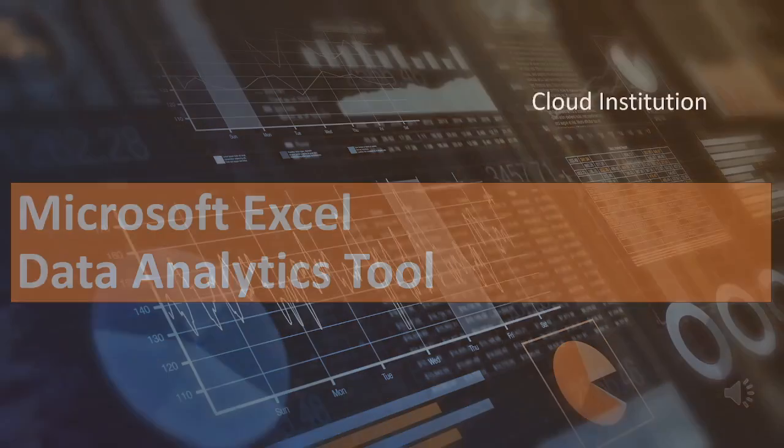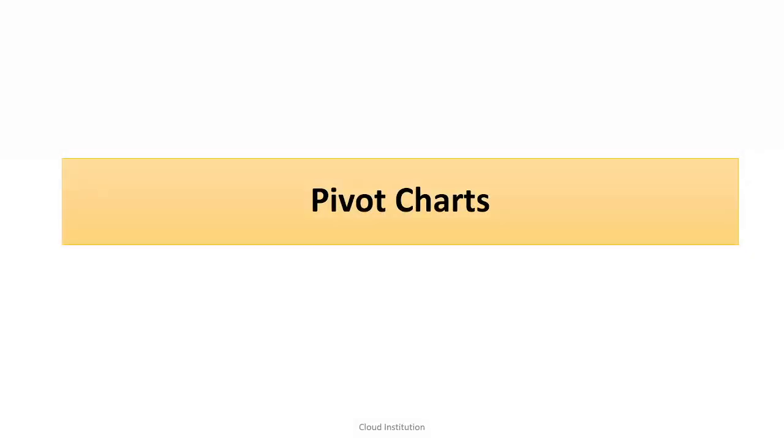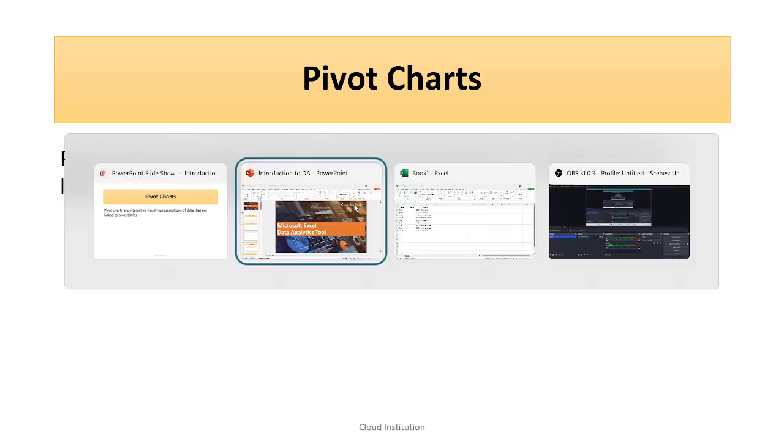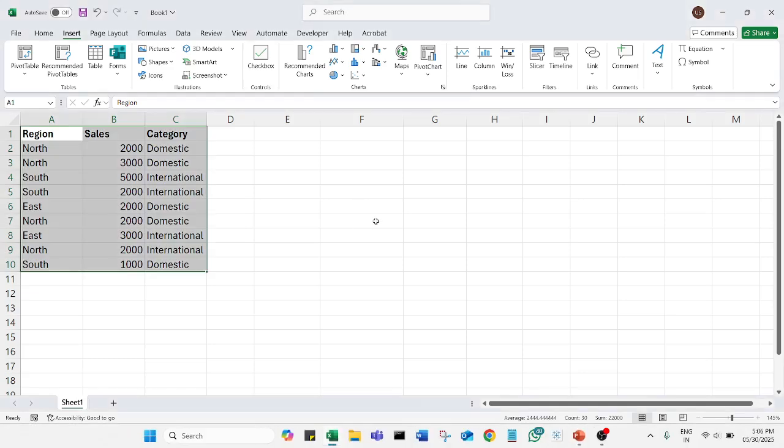Welcome back, friends. Now let's look at pivot charts. Pivot charts are interactive visual representations of data that are linked to pivot tables. So basically, as we saw in the last video, we can create pivot tables and also a corresponding chart. Let's look at how to do it.